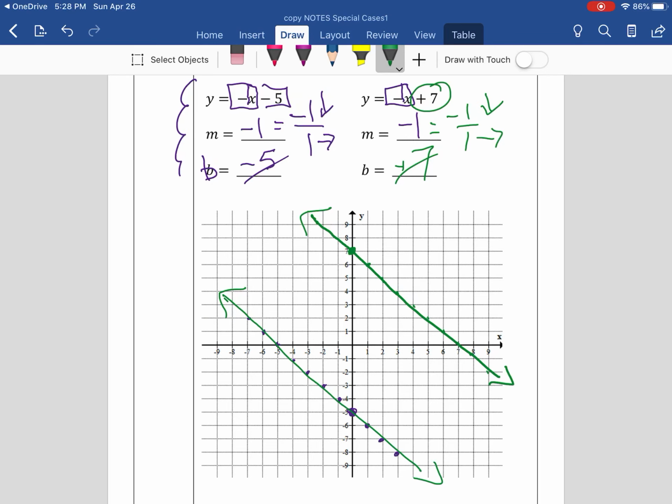Now I'm not 100% done. There's no ordered pair here because they do not cross. But for this graph, you'd have to write off to the side, no solution. There is no solution because they do not cross and they never will cross.